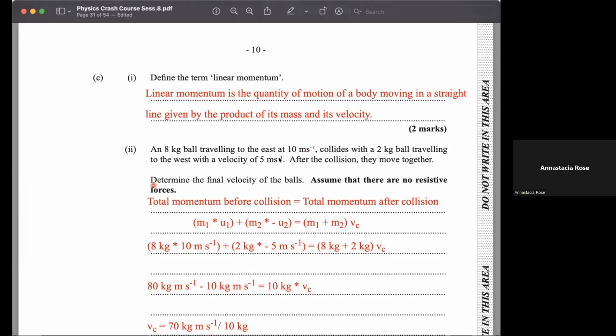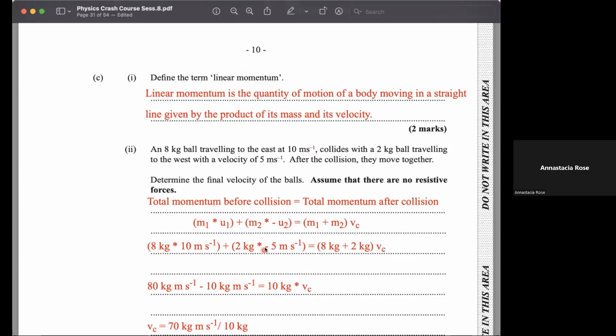Now in this case, because we have a collision that takes place and we're assuming that there are no opposing or external forces, then we can assume that the law of conservation of momentum would hold, which means therefore that the total momentum of the system before the collision will be equal to the total momentum after. Remember, mass times velocity. Before they collide, we would be concerned with the initial velocities. So for the 8-kilogram ball, it would be moving with a velocity of 10 meters per second to the east. So we assign that a positive velocity. And for the 2-kilogram ball, since it is moving to the west, we will assign that a negative velocity.